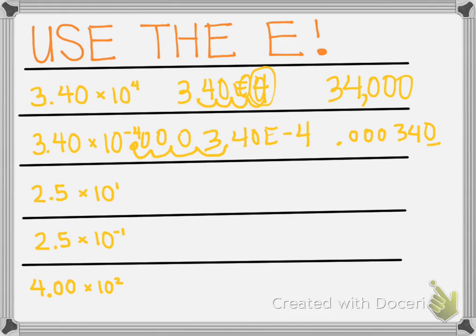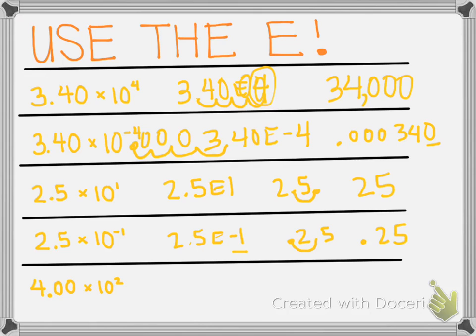2.5 times 10 to the 1 is the same thing as 2.5 E1, that E is telling us to move the decimal 1 spot to the right to make it a larger number, so it's the same thing as 25. 2.5 times 10 to the negative 1 is 2.5 E negative 1, so it's taking our 2.5, making it a smaller number because of the negative, and moving the decimal to the left, so this is the same thing as 0.25.